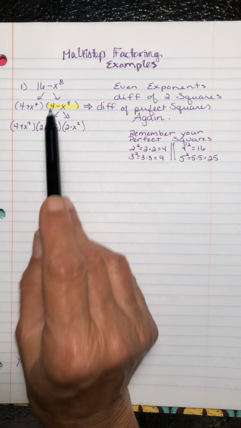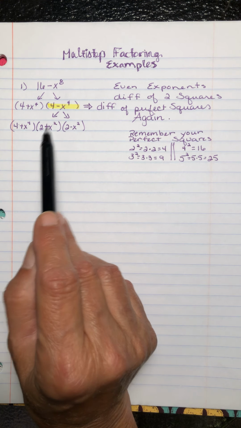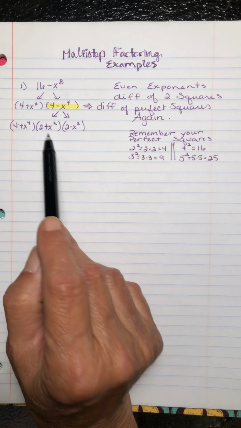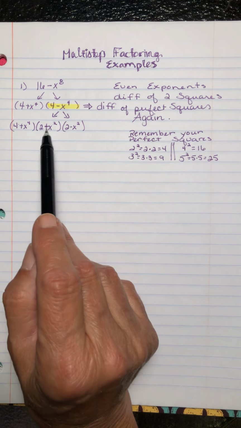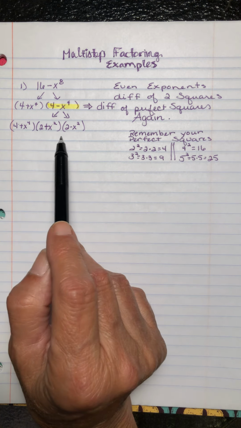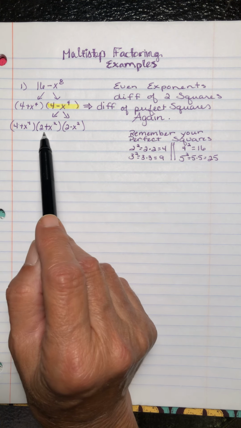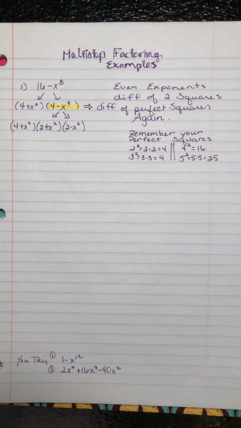The square root of 4 is 2. The square root of x to the 4th is x squared. And we put those in the binomial format with a plus and a minus. And no, it doesn't matter if we have a minus here and a plus here. I've had students ask me that. It does not matter at all. All right, so let's do a few examples together.